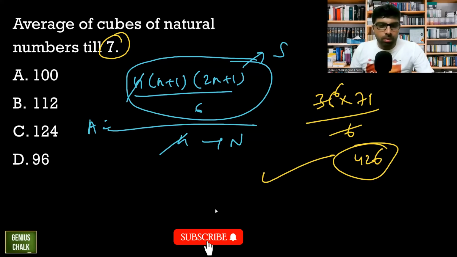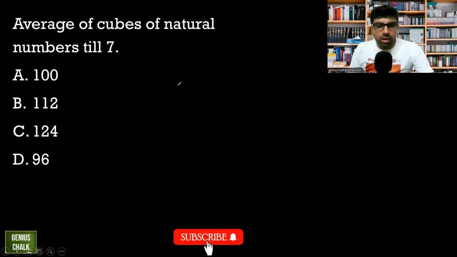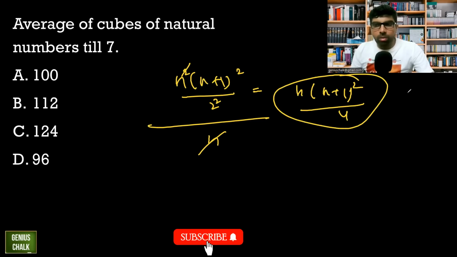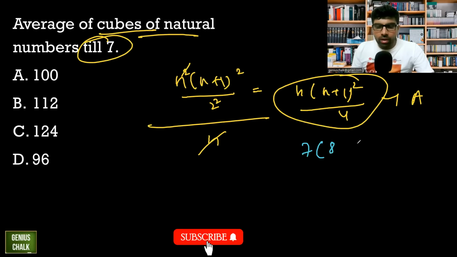Average of cubes. So remember, what is the sum of cubes? n into n plus 1 by 2, whole square. This is 4. So if you divide this by n, 1 n only will get cancelled. So it is n into (n plus 1) whole square by 4. This is the formula for the average of the first n cubes. So till 7, put n value as 7. So 7 into 8 squared by 4.